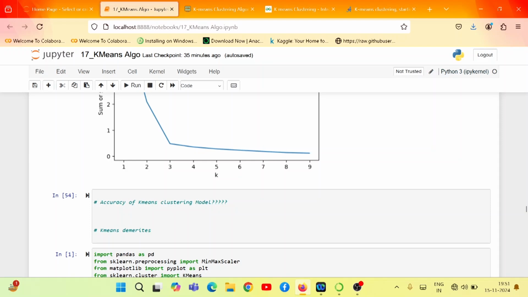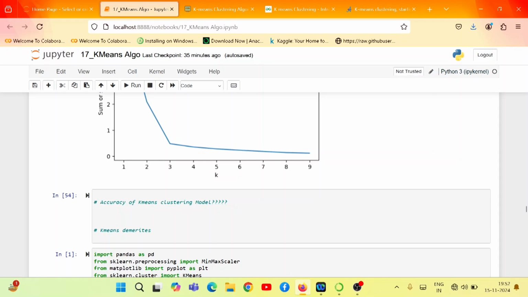Now to know how it is performing, we may compare the scatter plot of the original data set and the scatter plot of this k-means data set, k-means clustering. So this scatter plot tells us if the classification is reasonable or not, right? So that thing we have to understand.